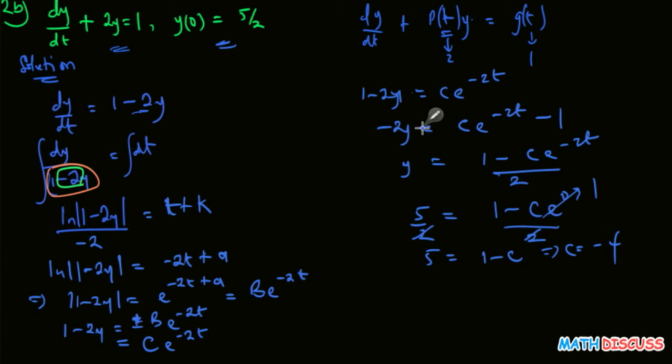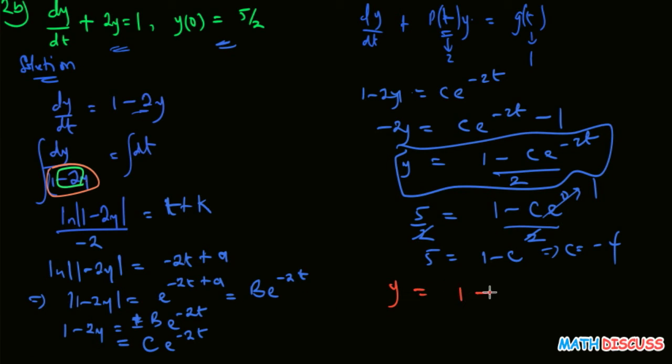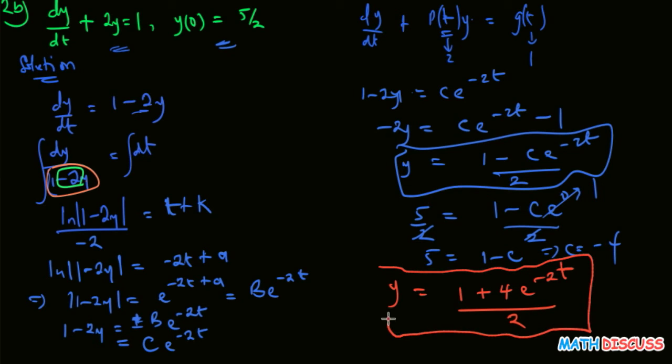So since my c equals negative 4, I could just come back here and rewrite this general solution as y equals 1 minus, since my c equals negative 4, this becomes plus 4 e to the power negative 2t, divided by 2. So this is the particular solution for this initial value problem.